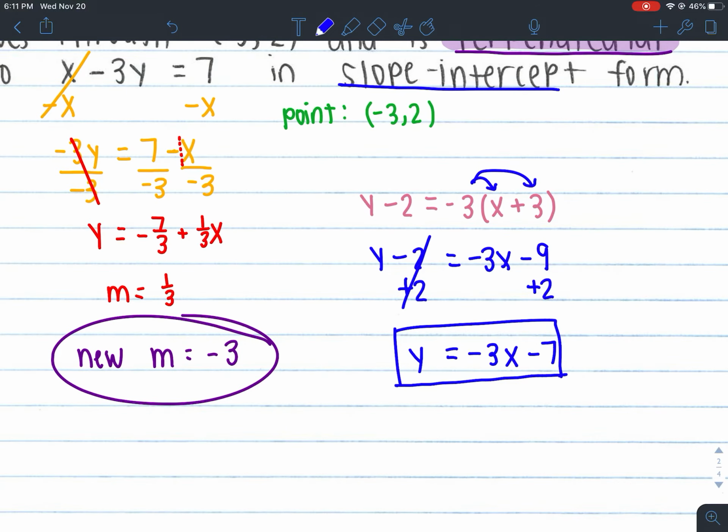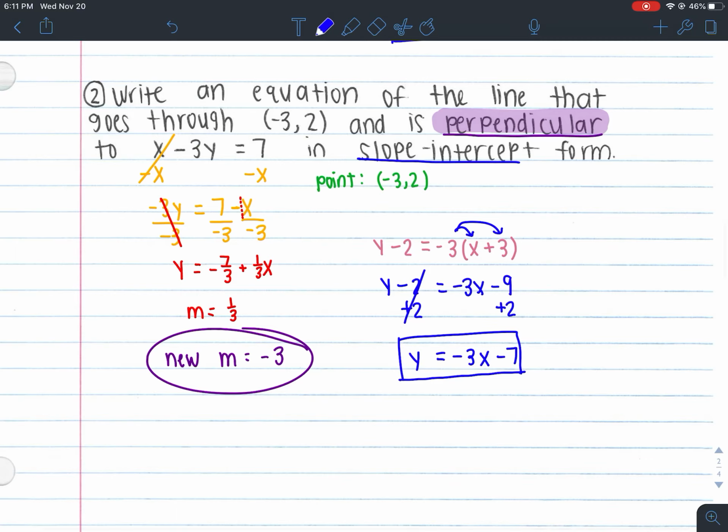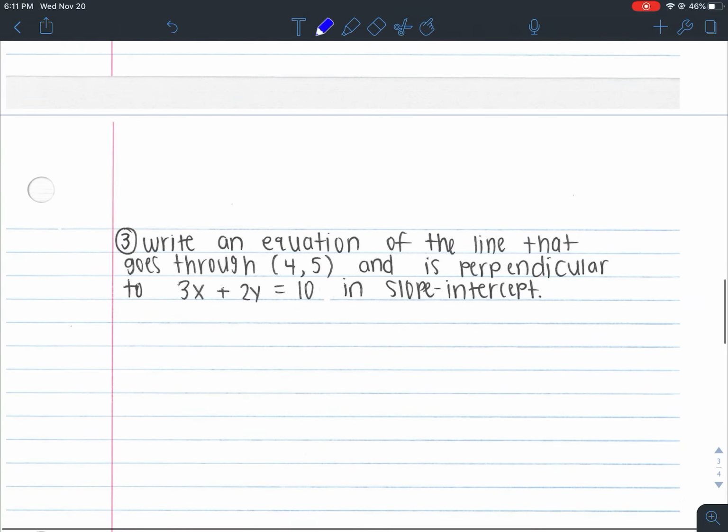Okay, I've created a perpendicular line to the original equation. This was the original equation. I've created a perpendicular line to it. Okay, moving on.